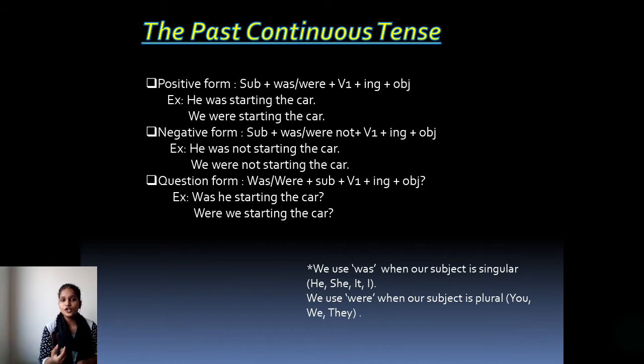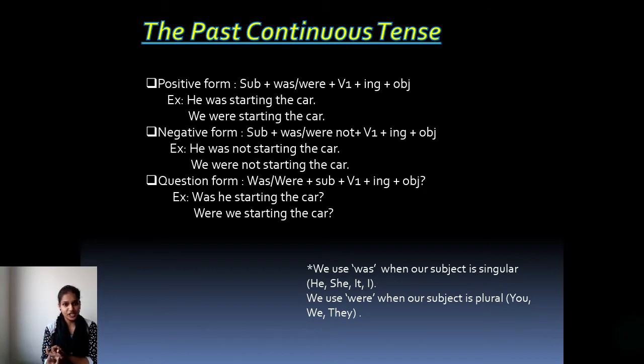Now was and were. We use was with a singular subject: he, she, it, or any singular subject. We also use was with I. So when the subject is singular we use was, and when the subject is plural we use were, like you, we, they, or any other plural subject. Like, he was starting the car. Here he is singular, so we use was, and then starting, verb first form plus ing, and the car is the object. We were starting the car.